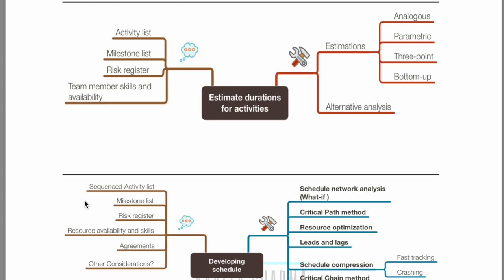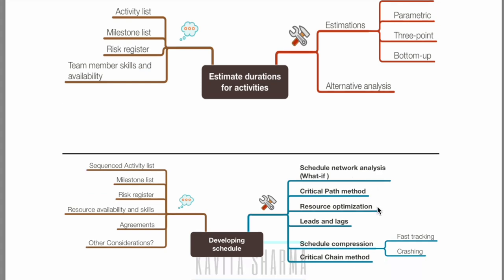Then we develop the schedule. As I told you, we look at the activity list, milestones, risk which could be a problem, resource availability, any agreements, any other considerations. And then we do a lot of what-if analysis. We also see which critical activities have zero float. Is a resource assigned more than its allocated hours, or is this resource working in parallel, or sometimes is the resource sitting idle? So we check resource allocation and optimize it.